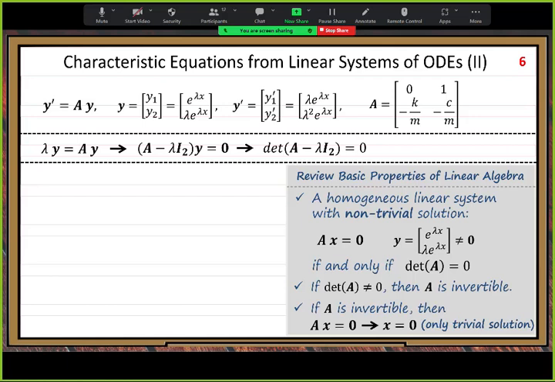That's a contradiction, right? We have a non-trivial solution, so how can you assume the determinant is non-zero? A non-zero determinant will result in only the trivial solution, no non-trivial solution. That's a contradiction.